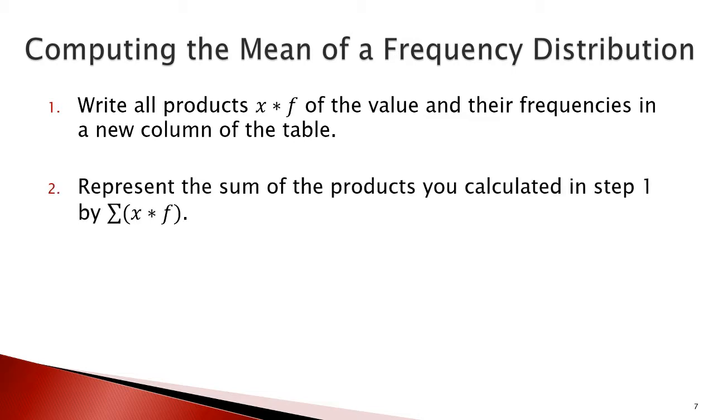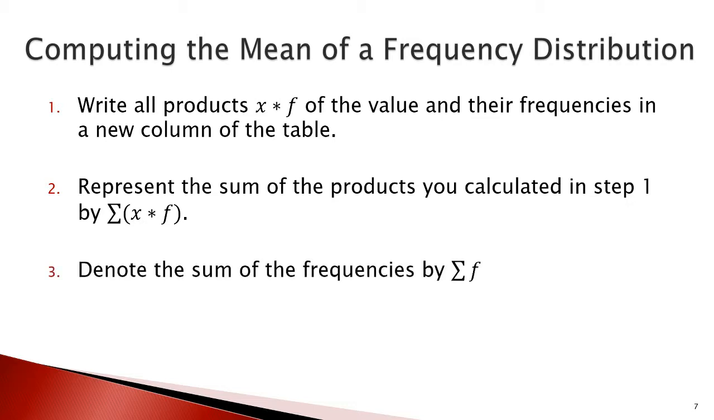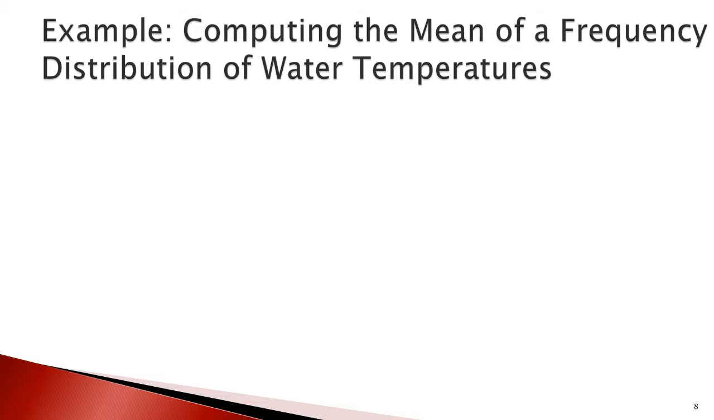Next, we are going to take the summation of the products you calculated in step 1 as summation of x multiplied by f. Next step is we are going to denote the sum of frequencies by summation of f. To find the mean, we are going to divide summation of x multiplied by f by summation of f. To get a better understanding of this concept, let's move to an example.